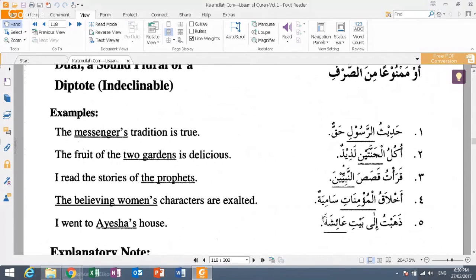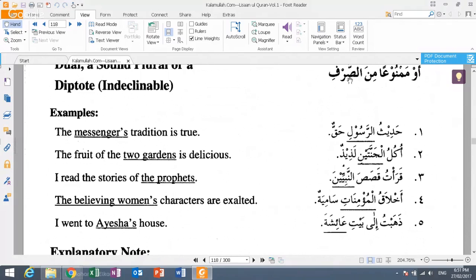So this one is called mana min as-sarf. Mana min as-sarf means this one can't take the kasra. There are asma, which means nouns. There are nouns that are ghairu munsarif. It's called mana min as-sarf, mamnu min as-sarf. For example, like Ahmad, like Aisha, like Fatima, like Ibrahim, like Ismail.